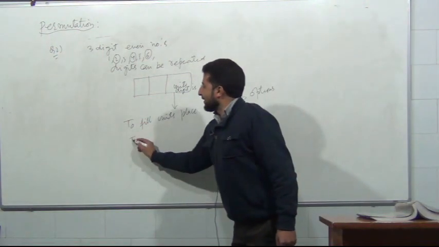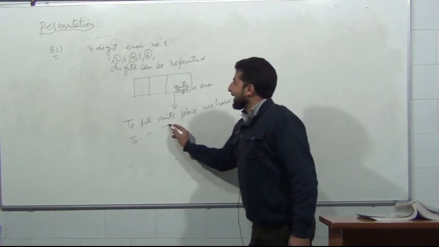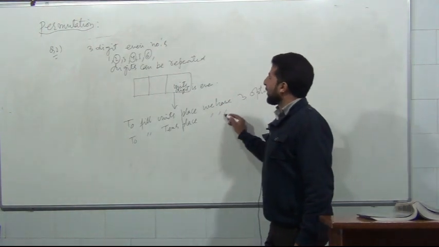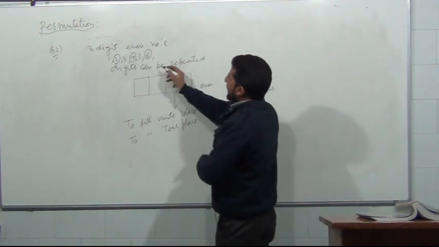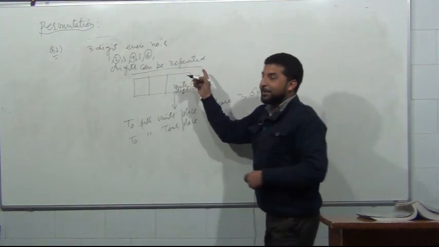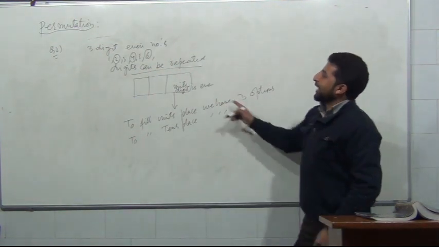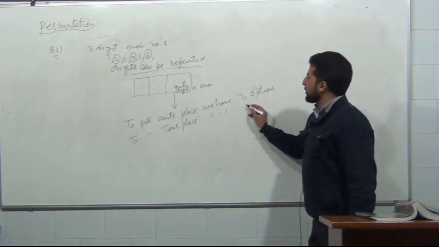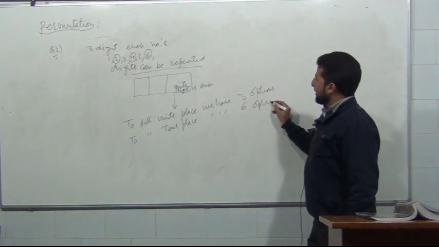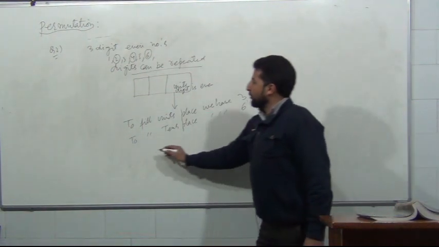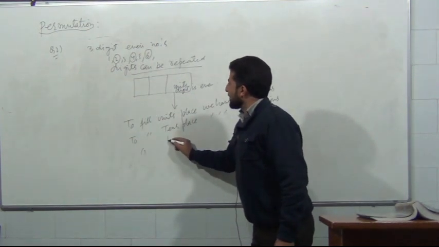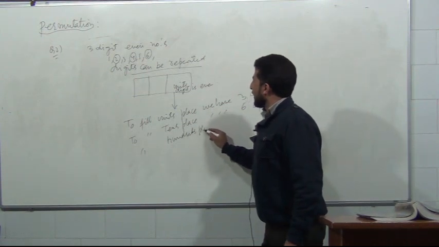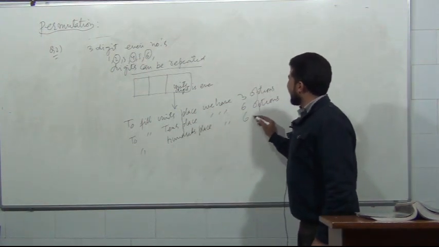To fill what? Tens place. We have how much? Look here. Digits can be repeated. Whenever digits can be repeated, you can fill up any of the numbers. That means to fill the tens place, you have 6 options. And to fill hundreds place, how many options do you have? Exactly 6. Good.